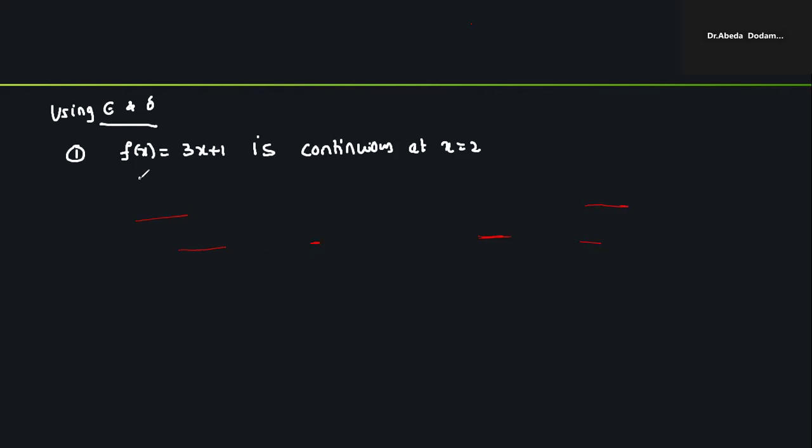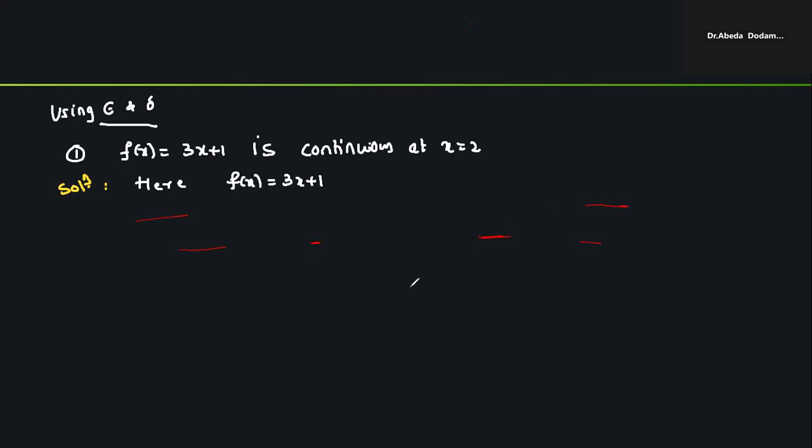So here let's start with the solution. We will write a solution here. The solution goes like this. What is given here is f of x is equal to 3x plus 1. As I told you the equivalent definition, we need to check the given function at the given point where we have to prove that it is continuous. So we need to find out whether the limit of the given function at that particular point is equal to the value of the function at the point or not.